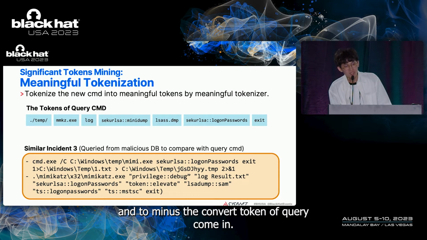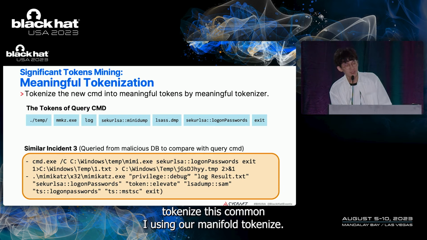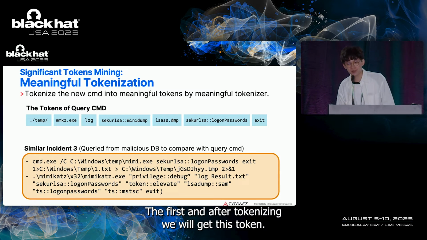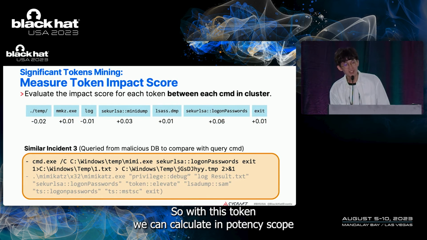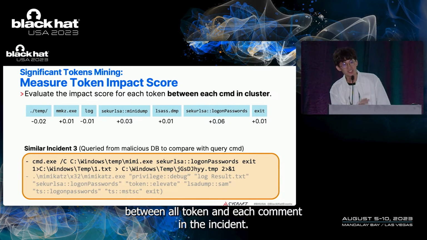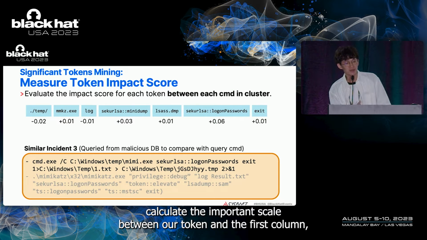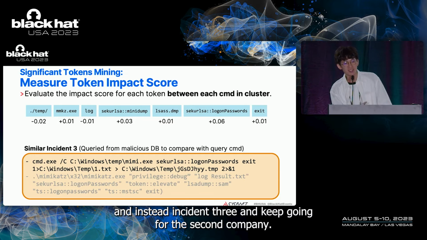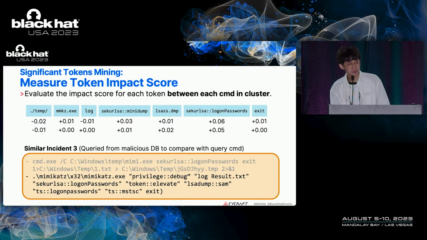To mine the significant token of the query command line, we should first tokenize this command line using our meaningful tokenizer. After tokenizing, we will get these tokens. With these tokens, we can calculate the importance score between all tokens and each command line in incident 3. For example, we can first calculate the importance score between all tokens and the first command line in incident 3, and keep going for the second command line.